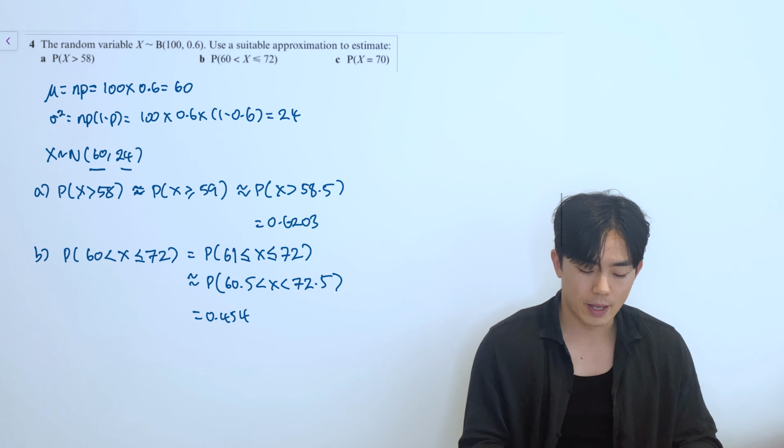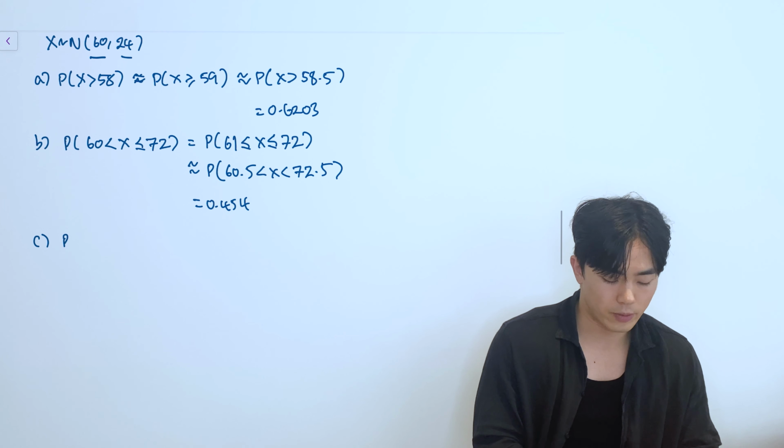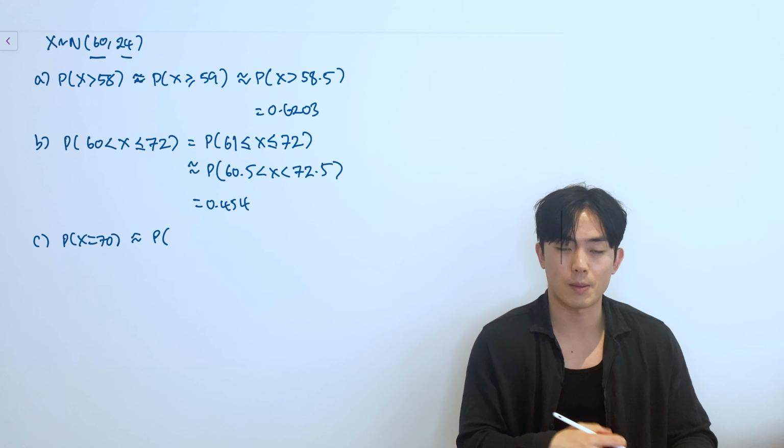And lastly, the probability that x is equal to 70. So for the probability that x is equal to 70, remember for an equal to, I said when we do continuity correction, we just go 0.5 down, 0.5 up.